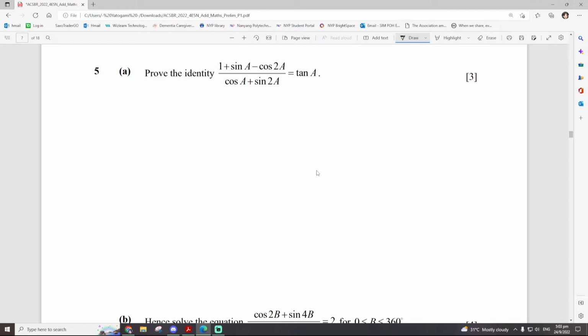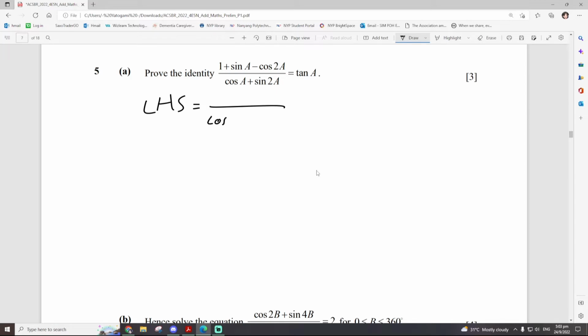Part A. Prove the identity (1 plus sine A minus cosine 2A) over (cosine A plus sine 2A) is tangent A. Okay, so we'll start from the left hand side. This looks a bit daunting, but here is an approach we're going to try. We know that sine 2A is 2 sine A cosine A, and we can factor out cosine A. We know that tangent A is sine A over cosine A. So we try to show that we can do a cancellation that will give us sine A over cosine A only.